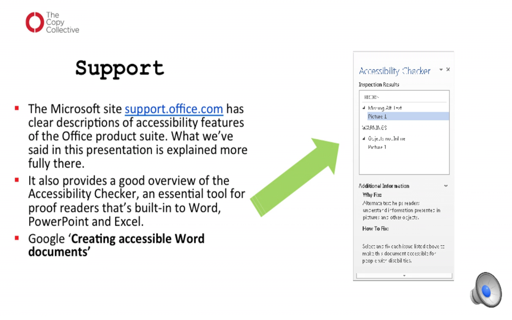So where do you find support? There are many sources of online help with accessibility. A lot of information is now available on websites such as support.office.com. What we said here in the presentation is explained more fully there. You'll find it provides a great overview of the Accessibility Checker, which is an essential tool for proofreaders that's built into Word, PowerPoint and Excel. You'll see it here.